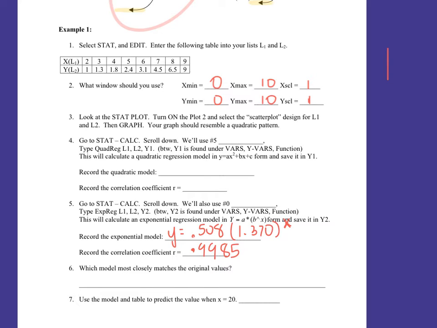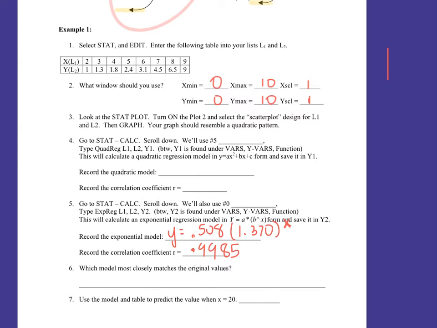All right, now hit graph. And when you hit graph, not only should you see your dots, but you should see a nice curve going right through your dots as well. And that comes because you put that y1 into that equation. And so you can answer number 6. Does this closely match the value?